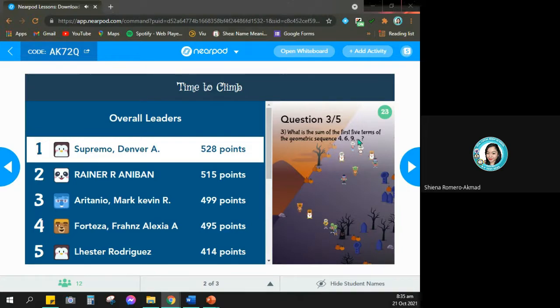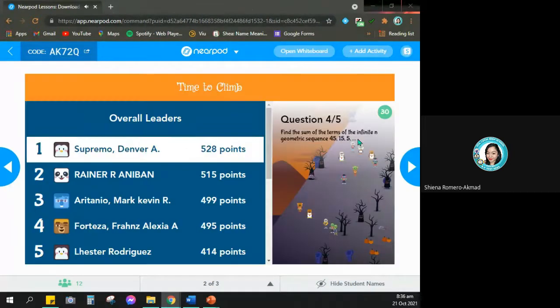And we have now number one, Supremo Denver. For number three question, what is the sum of the first five terms of a geometric sequence? So we are going to look for the sum. So still leading with 528 points, you have Supremo Denver A. And question number four, find the sum of the terms of the infinite geometric sequence, 45, 15, 5, and so on.